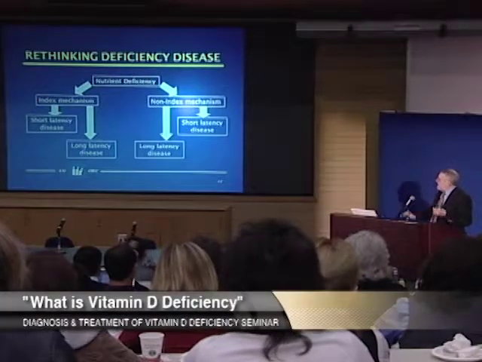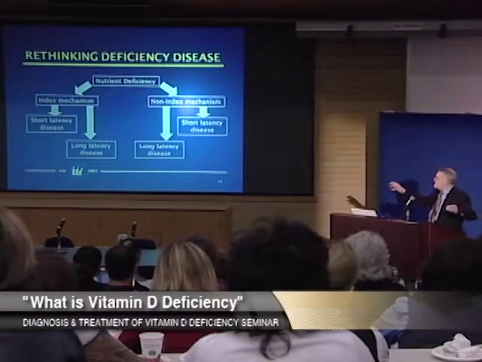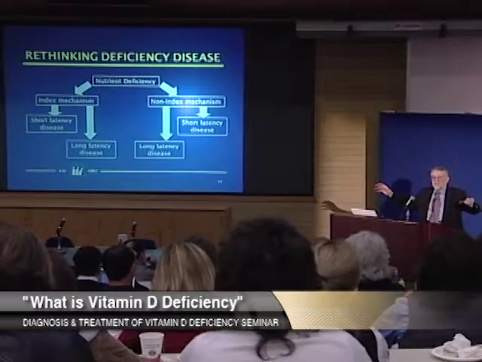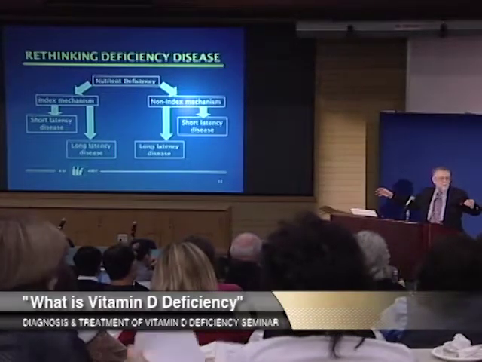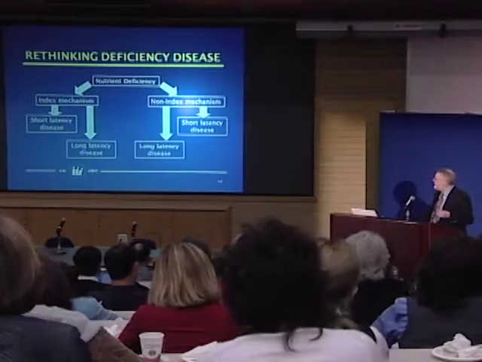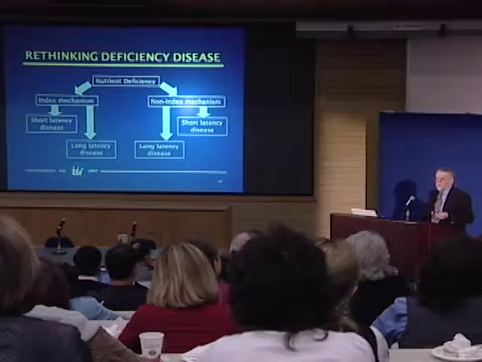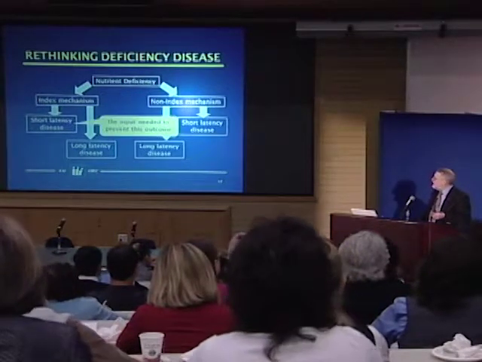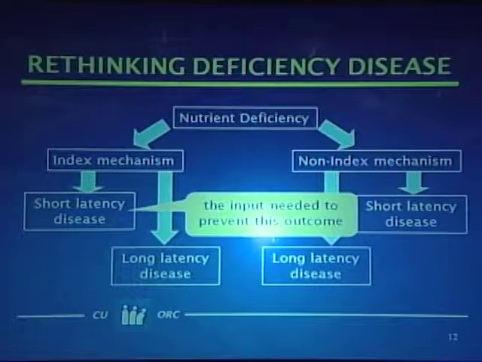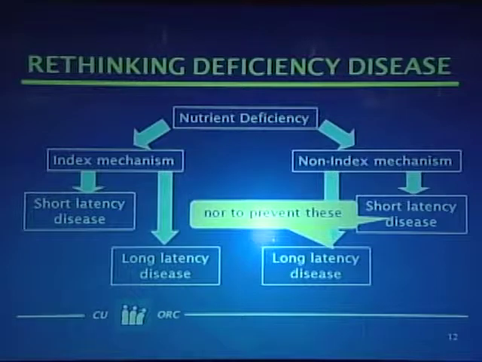But you see immediately how rich this scheme is heuristically. It allows us to approach this problem from a variety of different angles. But immediately we see that the input needed to prevent this outcome, that is rickets in children, 100 units per day, maybe 200 units on the outside, is not enough to prevent this, and is often not enough to prevent these.